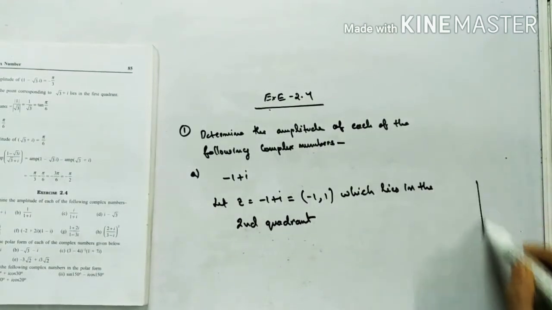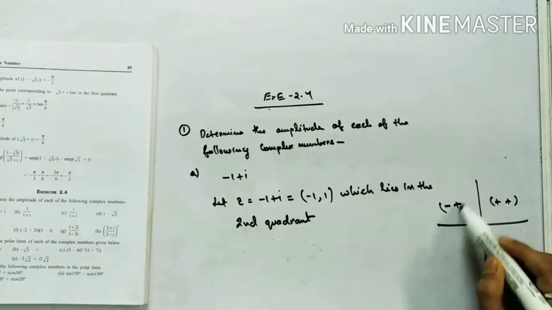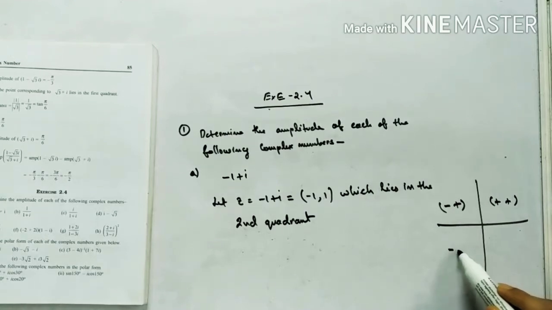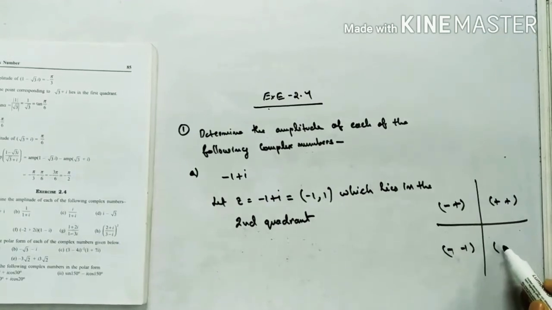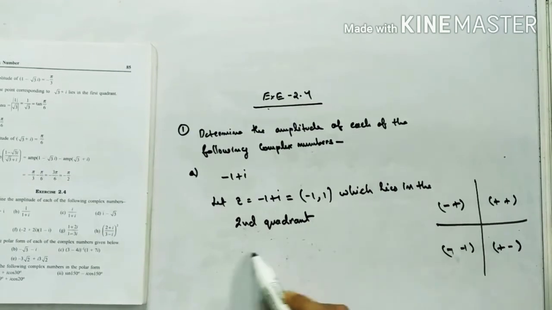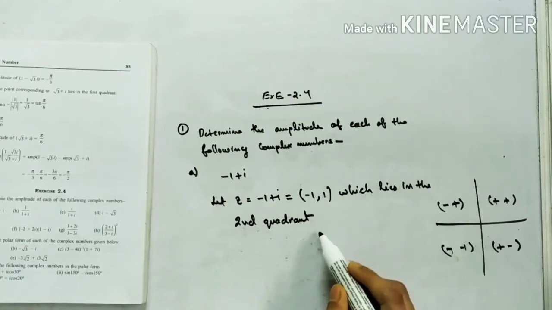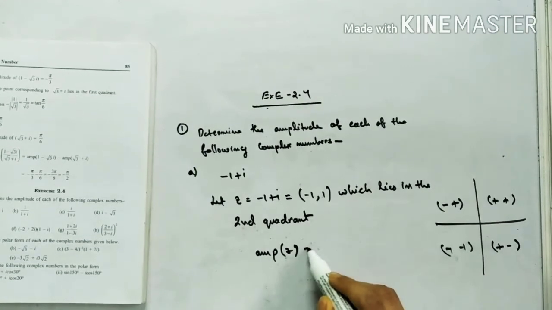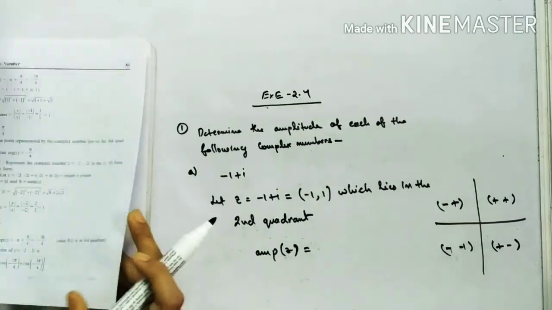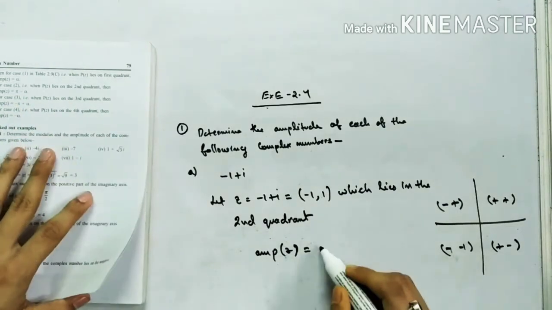Okay, this one you can see here. This is positive, positive. This is negative, positive. This is negative, negative. And this is positive, negative. Negative, positive lies in the second quadrant. Okay. So therefore, amplitude of z, in the second quadrant, will be equal to pi minus alpha.